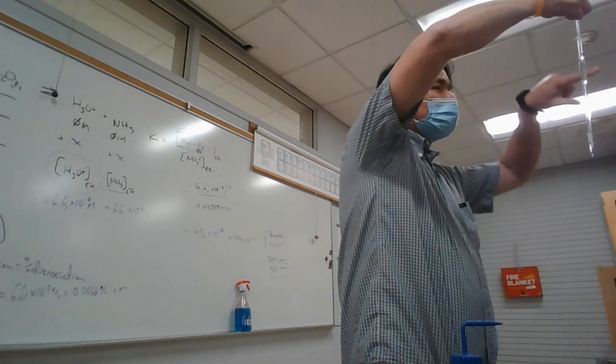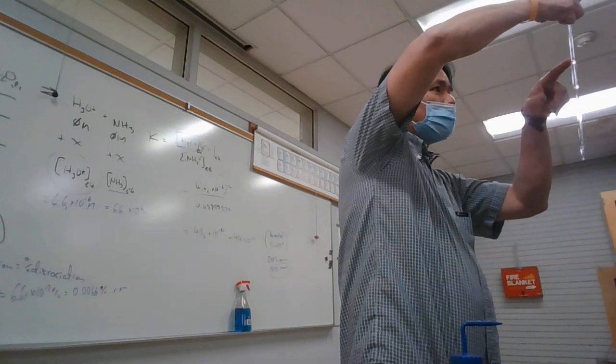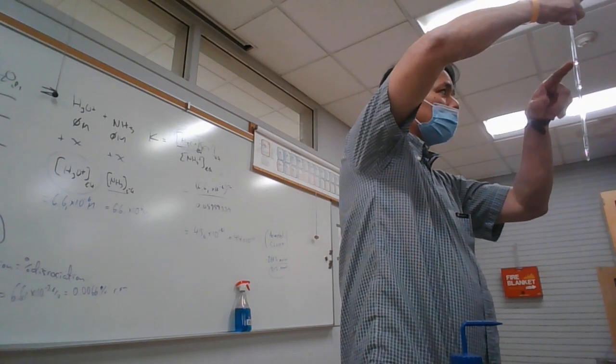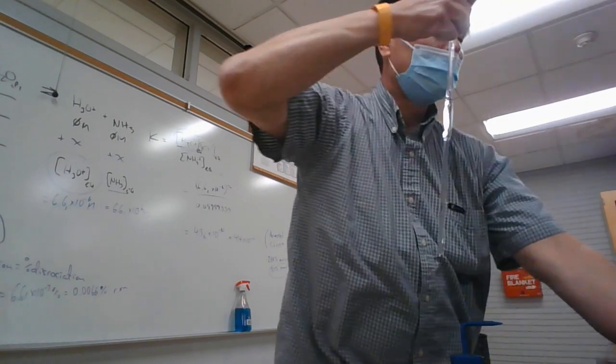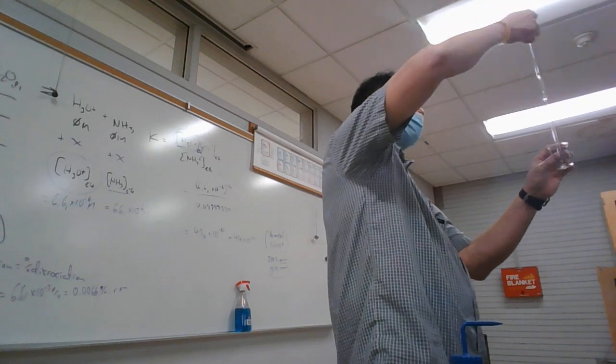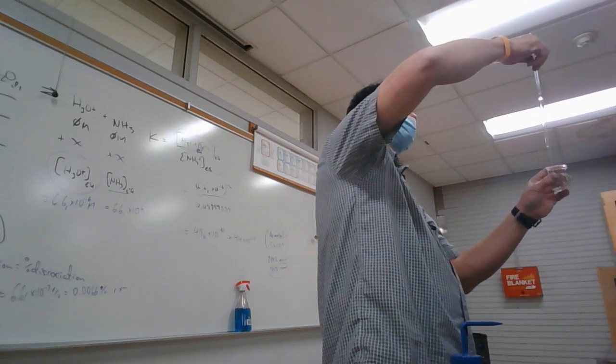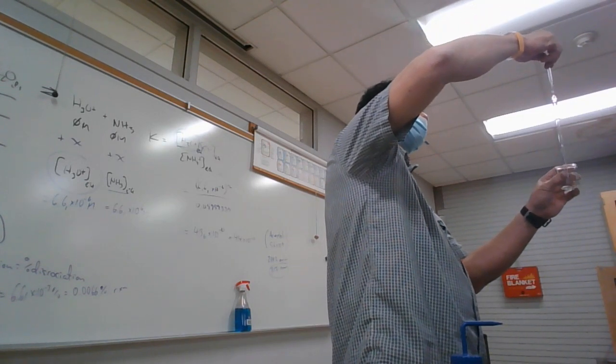So now the bottom of the meniscus lines up with the etched mark. You should see a white etched mark in the glass. And then transfer it to a clean, dry beaker, like this.